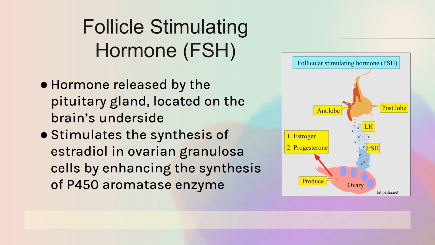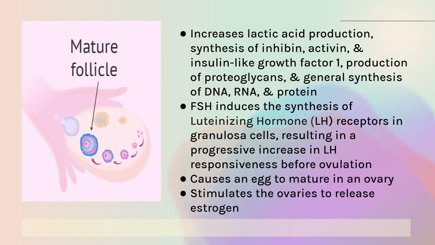Follicle stimulating hormone, or FSH, is a hormone produced by the pituitary gland in the brain. It plays a key role in the reproductive system by stimulating the production of estradiol. FSH achieves this by enhancing the synthesis of the enzyme P450. FSH stimulates the production of receptors for luteinizing hormone, or LH, on the surface of granulosa cells. Granulosa cells are a type of specialized cell found within the ovaries. As a result, these granulosa cells become more sensitive and responsive to LH. This enhanced responsiveness to LH is an important step in the process of ovulation.